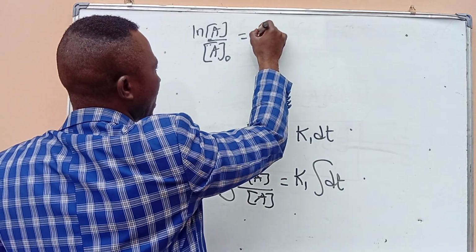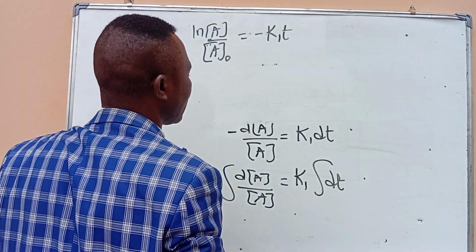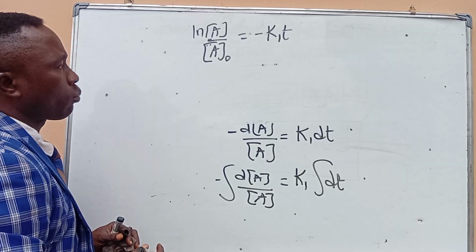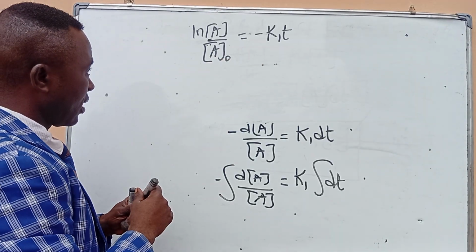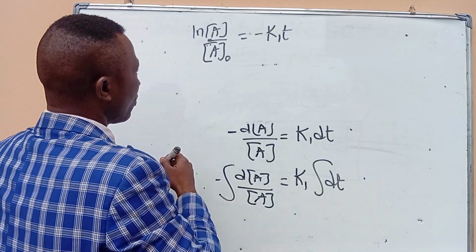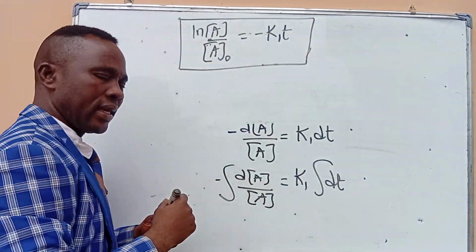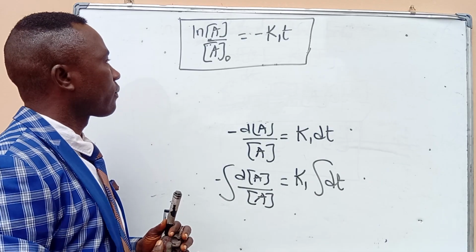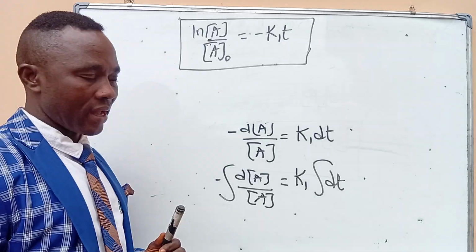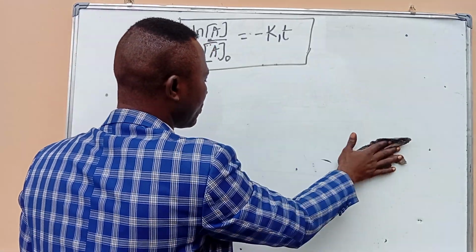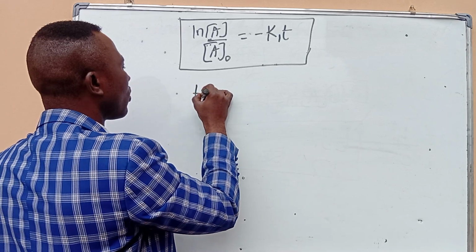So that will be having minus K1 multiplied by t. Remember what is happening, so this one has a negative. Now, having gotten to this, we can take this one as our integral rate law for first order reaction. But we can get many other things from here.